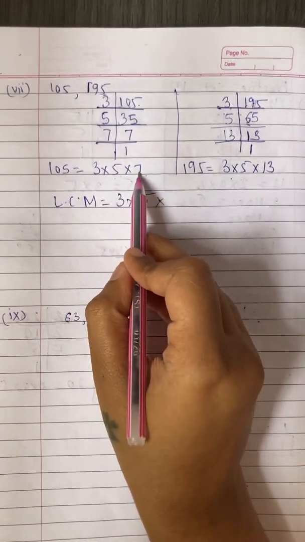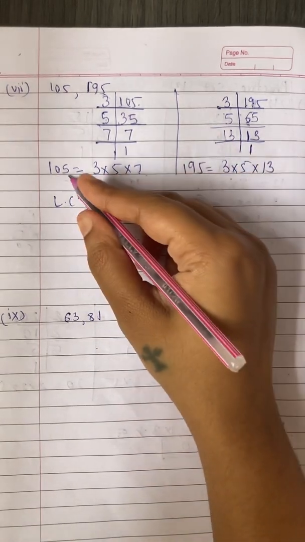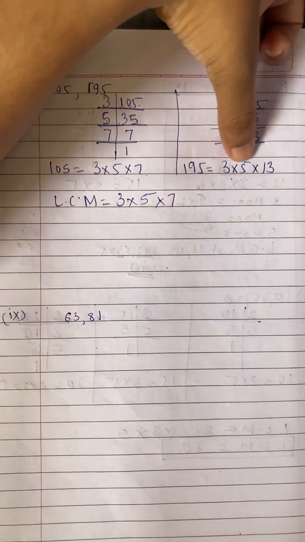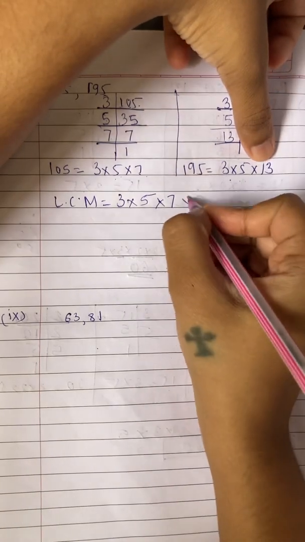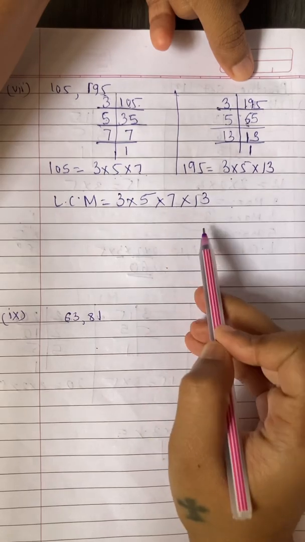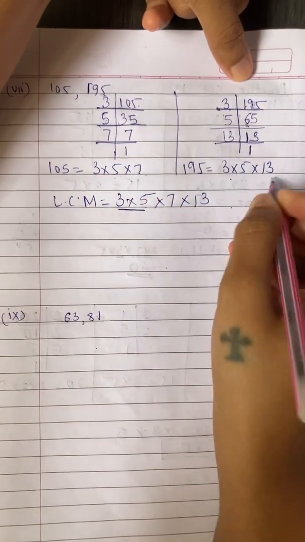Now check for 7. 7 is present one time over here and it is not there over here. So you have to take this number, that is 1 times 7. Now check for 13. So 13 is not present in this number, but it is present one time in this number. So multiplied by 13. Now you have to multiply all the numbers and get the answer. So first 5 3s are 15. 15 7s you do.